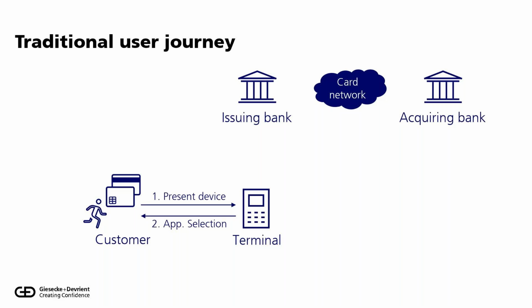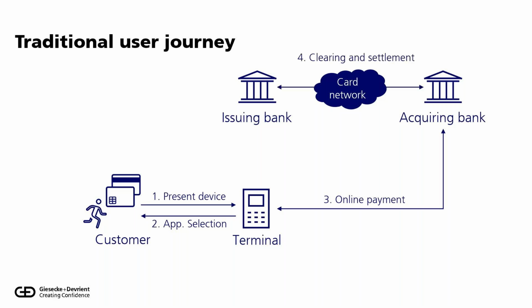And then once the customer and terminal have negotiated that, there's some kind of online payment happening. The terminal talks to the acquiring bank, and then via the card network, they're talking with the issuing bank, and there's some kind of clearing and settlement happening afterwards. So this is how a traditional user journey works.